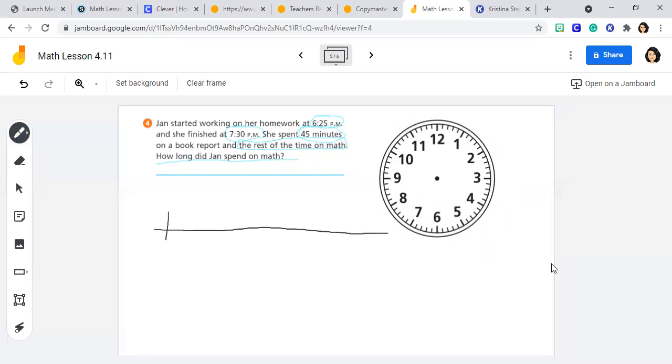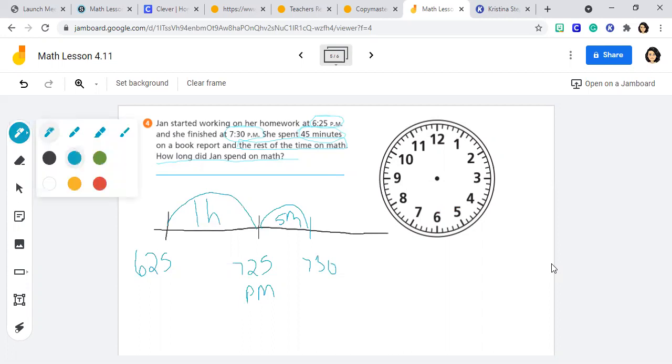So if I started at 6:25 p.m. and I jumped one whole hour, that's going to give me 7:25 p.m. I probably should put that annotation on there. Yeah, this stylus works better. Okay, but she finished at 7:30, so I need to go 5 more minutes to get to 7:30, which was her end time, right? So how much time elapsed altogether?